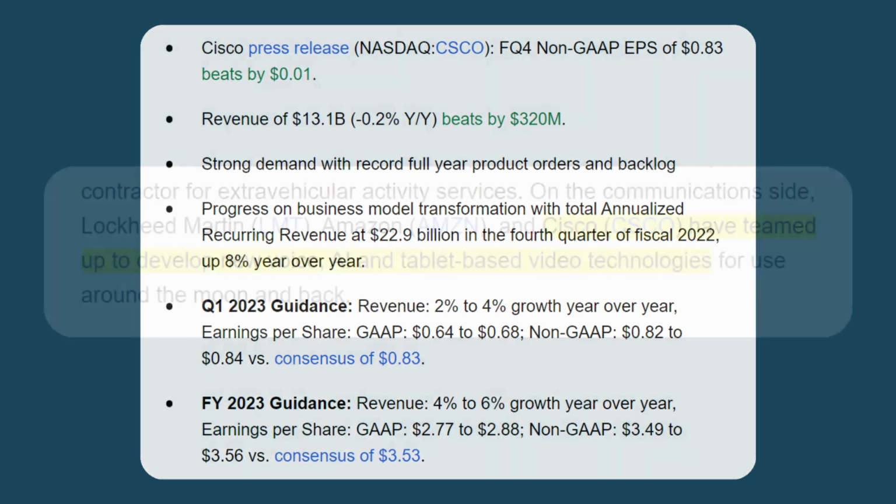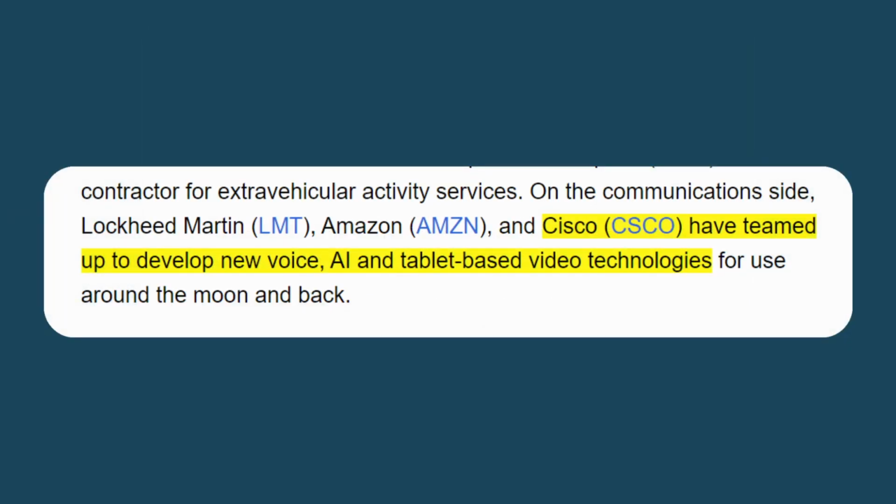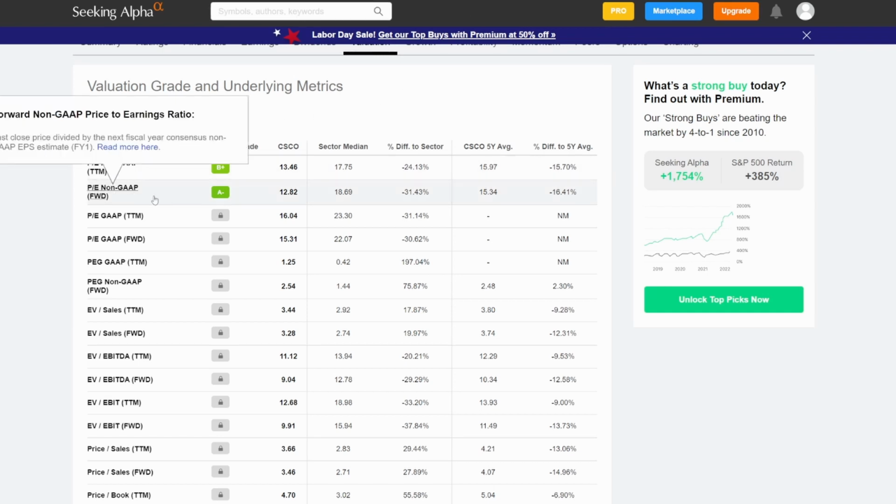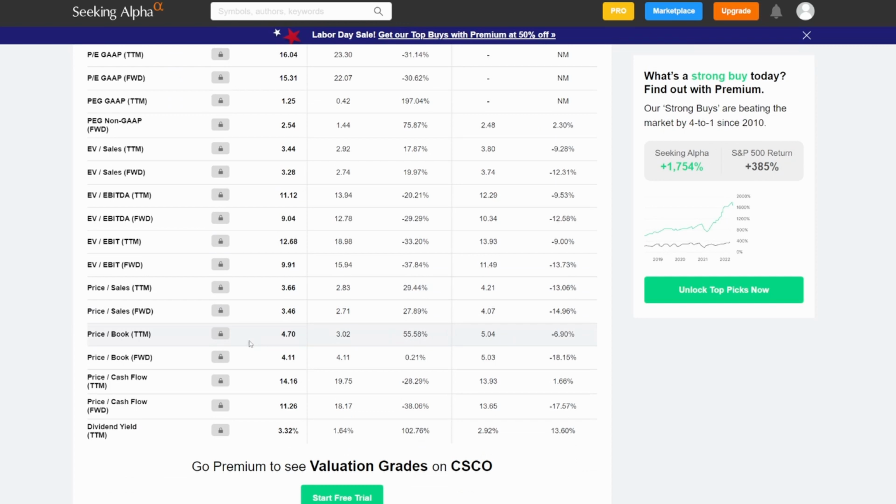There's even some great catalysts for Cisco, such as the coming moon mission by NASA, where they are developing new communication technologies. With that said, let's take a closer look at Cisco. You can see they are trading at a PE non-GAAP forward ratio of 12.82, which is 16% below the 5-year average of just over 15, so that is already looking pretty decent. If you scroll down to the price to book ratio, which is 4.11, you can see it's 18% below the 5-year average of just over 5, so also looking pretty nice.